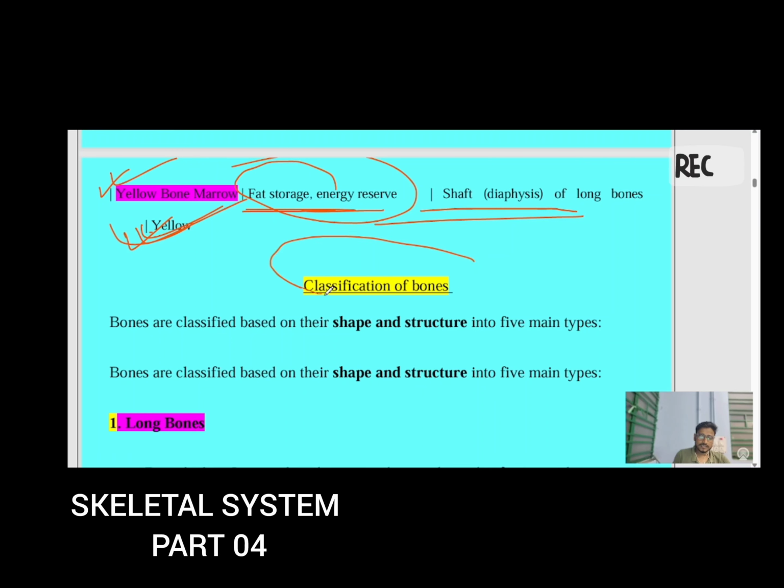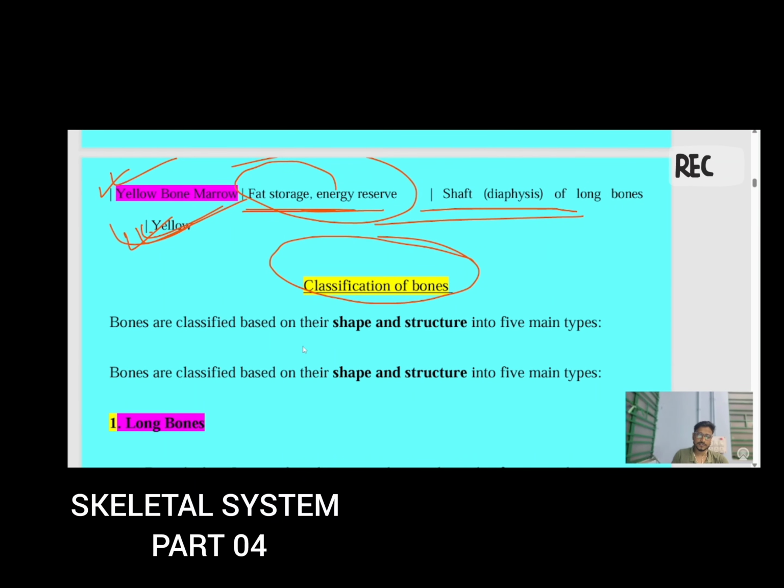Let's discuss the classification of the bone. It is very important. Whenever we are studying classification of the bone, one question comes up: bones are classified according to their shape and structure. The correct option will be according to their shape and structure, not their size. You have to keep in mind that bone classification is by shape and structure.